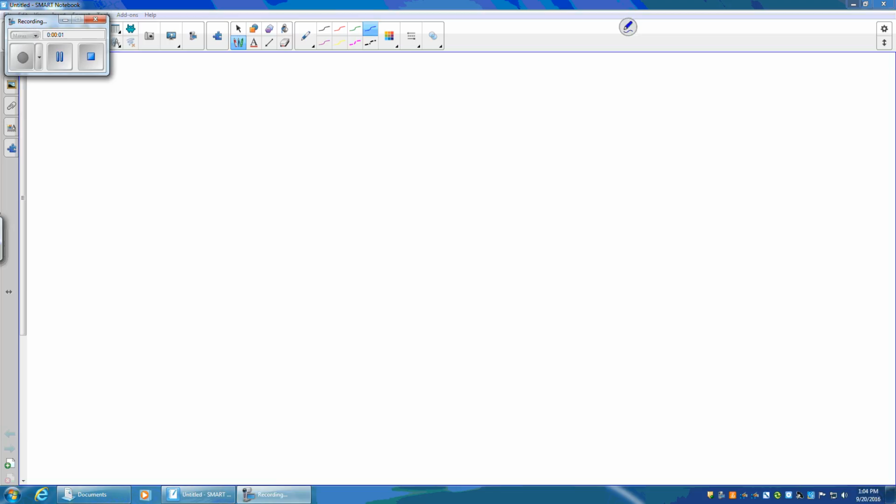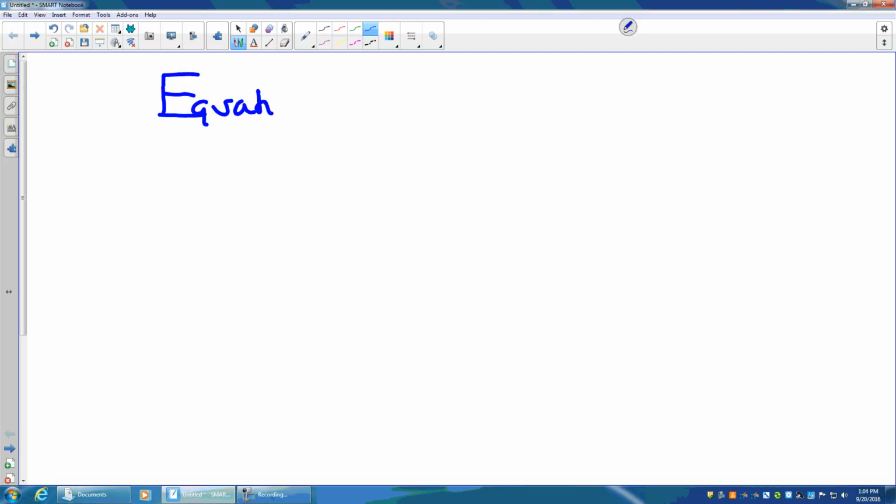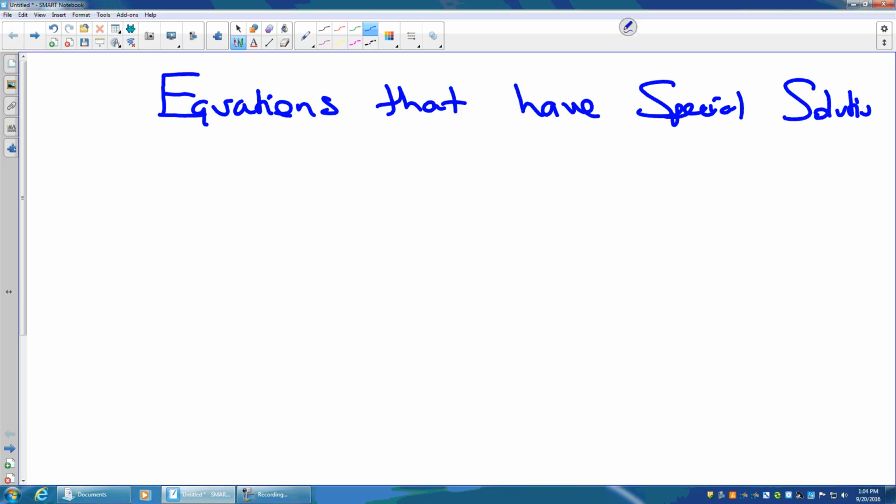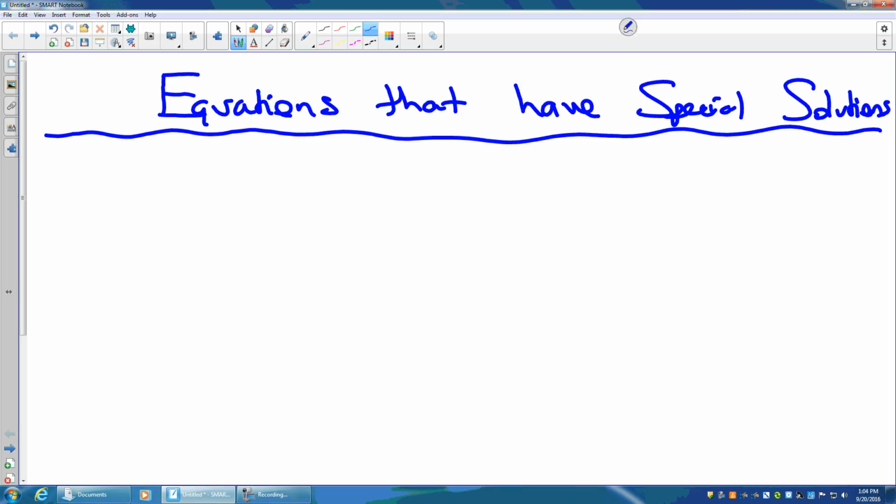All right, so now that we've spent some time learning how to solve equations, we're going to go off a little bit and take a look at something else. We're going to take a look at equations that have special solutions. Yes, that's the title of these notes, equations that have special solutions.